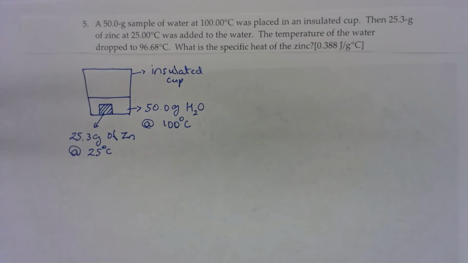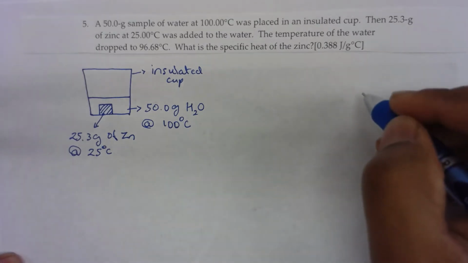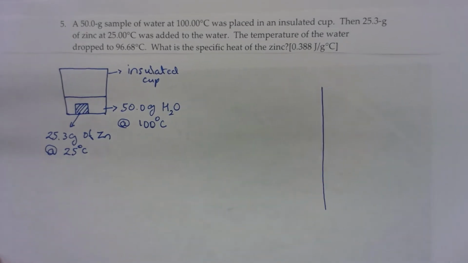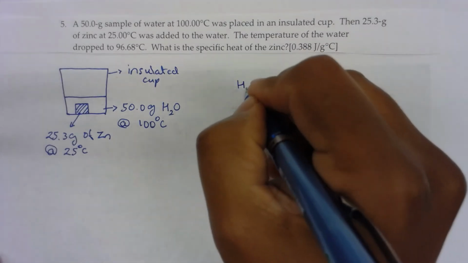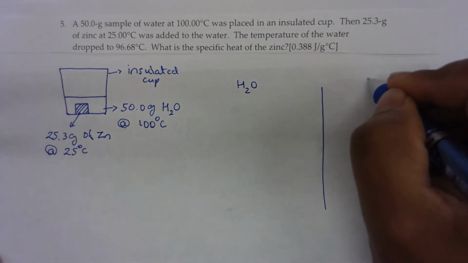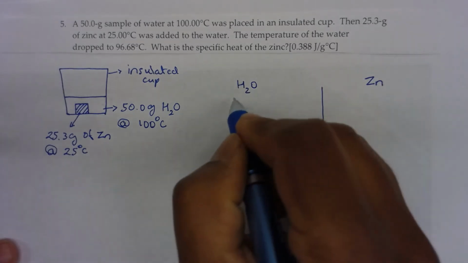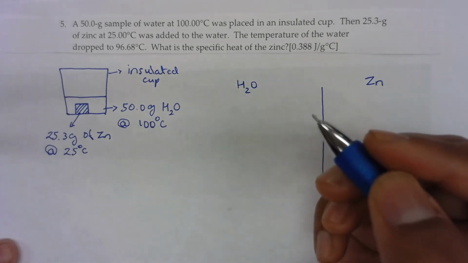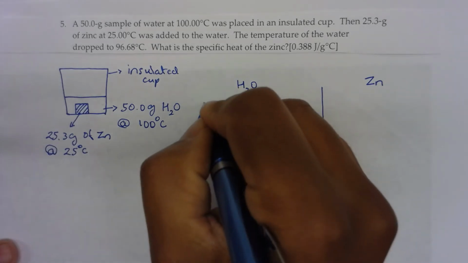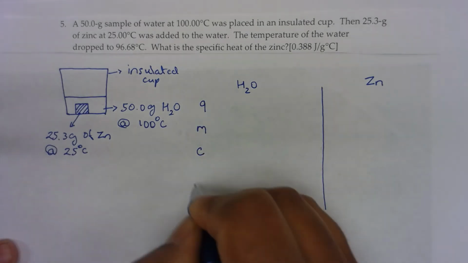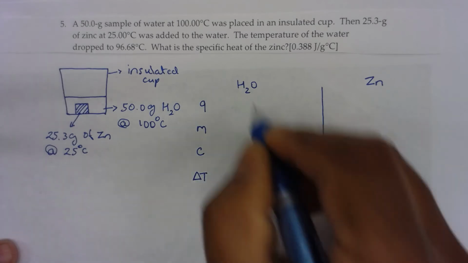Okay, let me put this question in a slightly different way. In questions like these, what we do is we make two little columns. Okay, one is for the first substance, the other one is for the other substance. Okay, over here we write down the same variables: Q, M, C, and delta T.